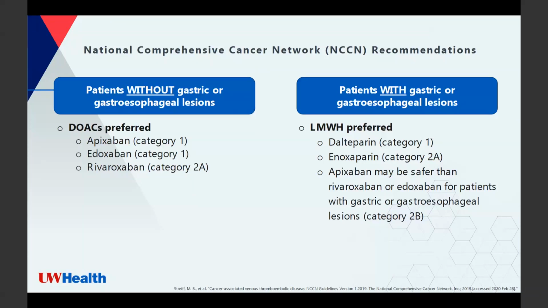So although low molecular weight heparin is preferred over DOACs in patients with gastric or gastroesophageal lesions, we know that barriers to low molecular weight heparin use do exist, and so NCCN guidelines do comment that apixaban may be safer than rivaroxaban or edoxaban for patients with gastric or gastroesophageal lesions, and this has a Category 2B recommendation.